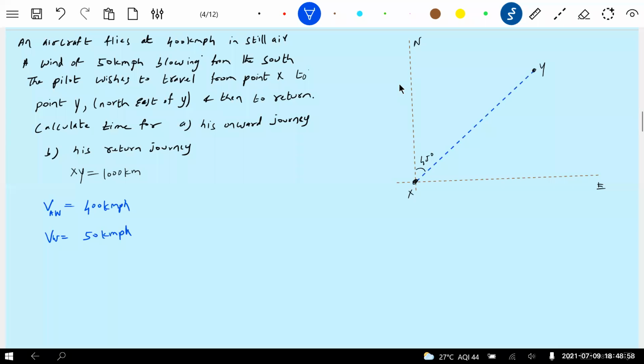50 kilometer per hour. Now, the wind is blowing in this direction, from south means along north. This is the velocity of wind. Okay, let's do one thing. Here, let's draw a rough diagram. Whether we are right or wrong, it will help us.